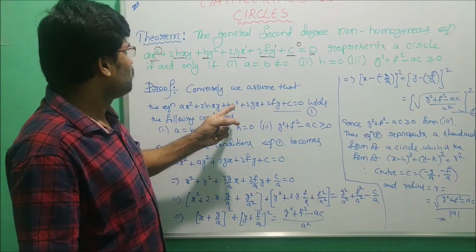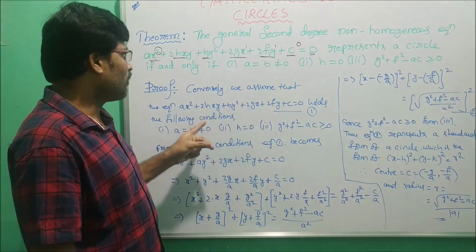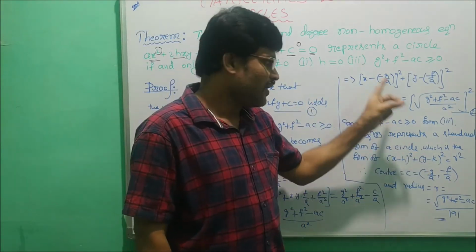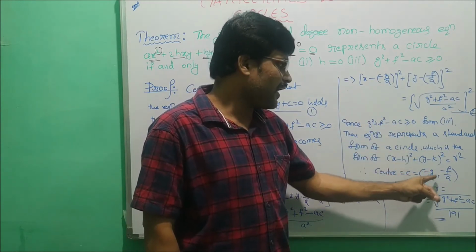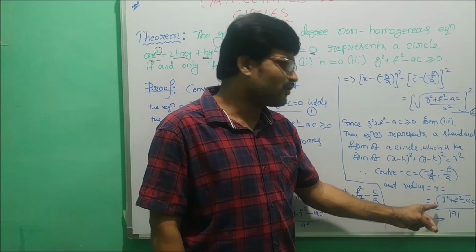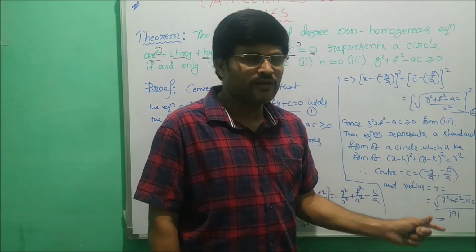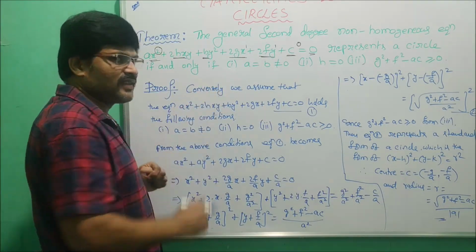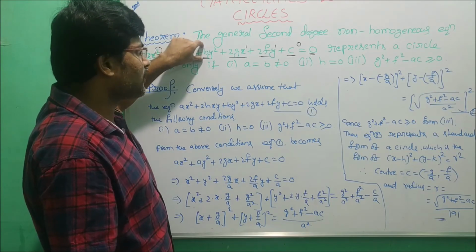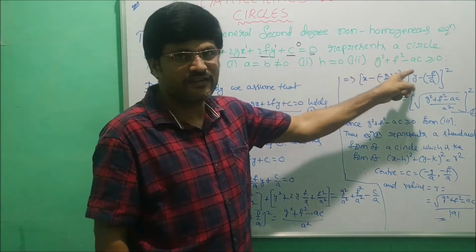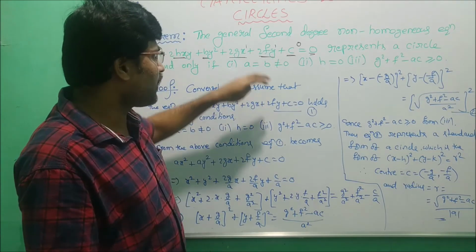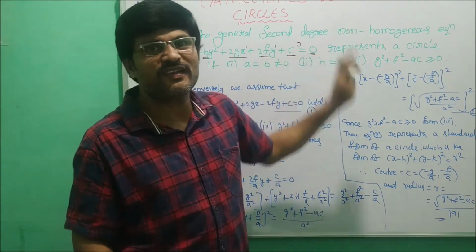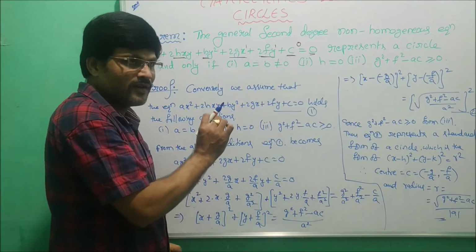Here we assume the general second degree equation holds these three conditions, then we get that the equation represents a circle. The center of the circle is (−g/a, −f/a), and the radius equals the square root of g² + f² − ac divided by mod a. So this is the converse proof of this theorem. In the previous slide we proved that if this equation represents a circle, it holds these three conditions, and conversely we assume the equation holds these three conditions and it represents a circle. So this is the proof of this theorem.